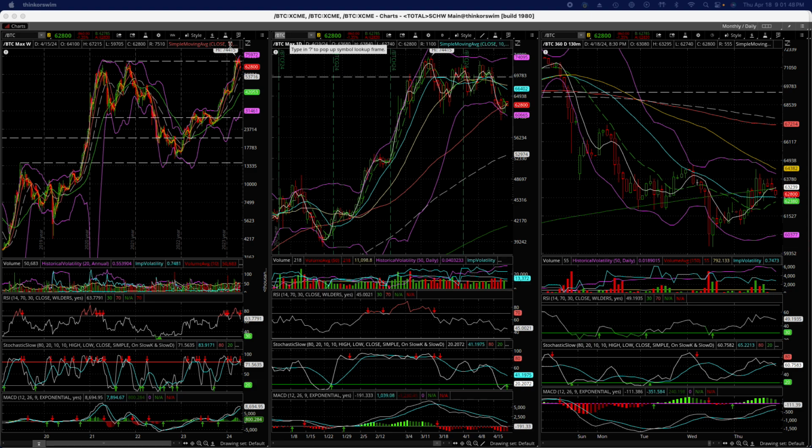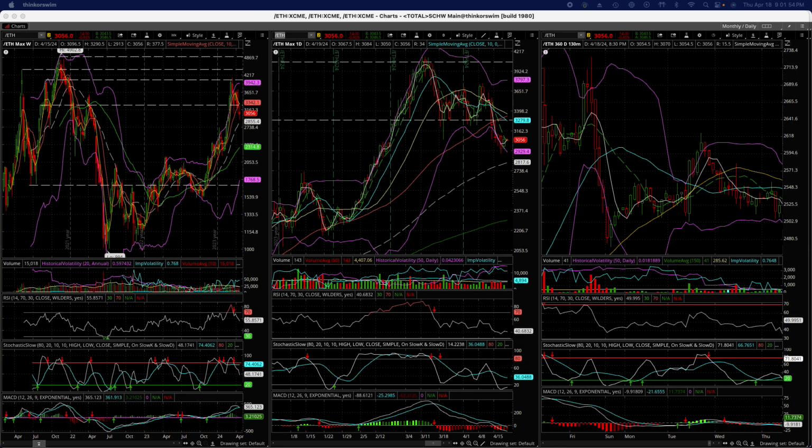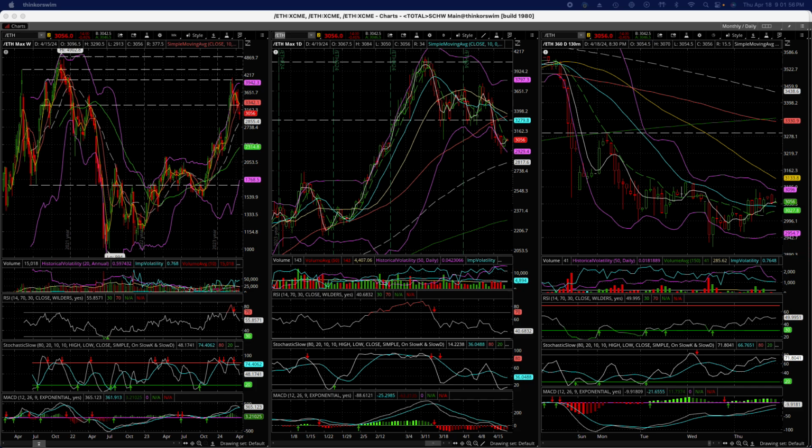Next up, we will pull up Ethereum. This is also a futures contract in the futures market here. So very similar with Ethereum, sitting just below its 50-day, above its 100-day, so not performing as well as Bitcoin. Also didn't break out to a new all-time high, but I am bullish on the Ethereum ecosystem itself.